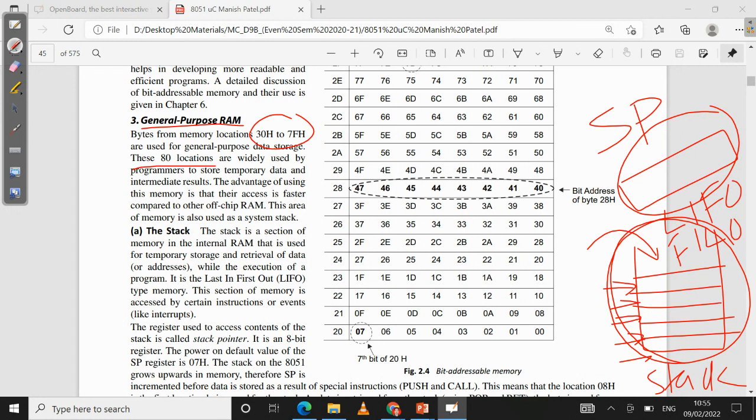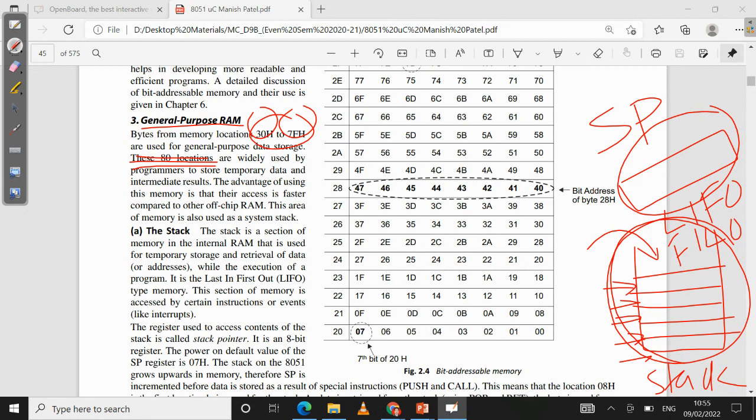General purpose RAM. Am I audible? मैंने आपको बोला कि जनरल पर्पस रैम का स्टार्टिंग एड्रेस है 30H और उसका एंडिंग एड्रेस है 7FH. इसका मतलब there are total 80 locations, nothing but can I say 80 bytes? Each location is of 1 byte. So total 80 locations will give you the total memory size of 80 bytes. Yes or no?